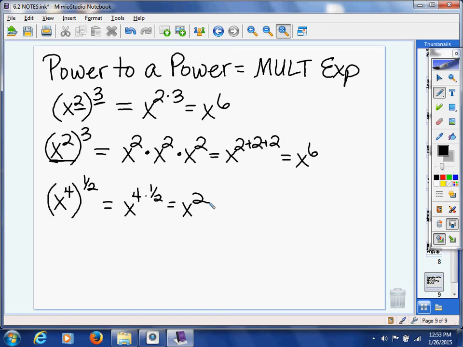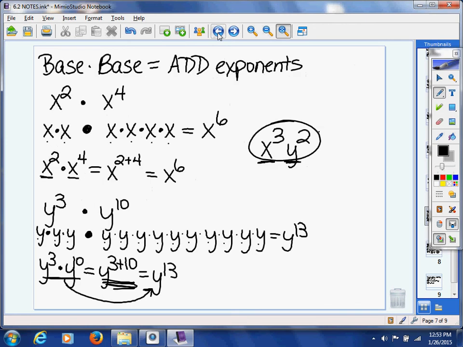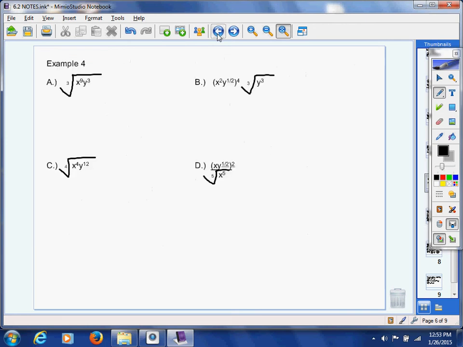So let's review. Base times base? Yes, add. Base divided by base? Yep, subtract. Power to a power? Multiply. Okay, so let's go back to example 4, because now that we have some background, maybe some of this stuff we're getting ready to do is going to make some sense to you. All right, so let's start with letter A.